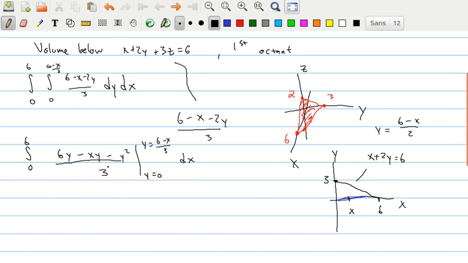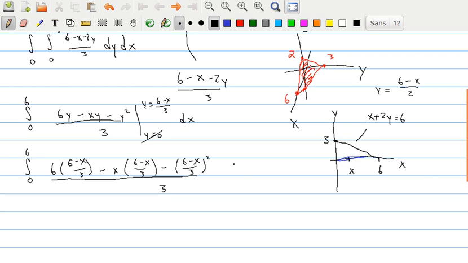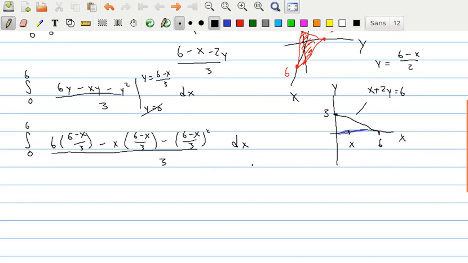So plugging in y equals 0, everything zeroes out. So this limit of integration doesn't really mean anything. It's not going to impact the integral. Now we go and plug the upper limit in. And we're going to replace all these y's with 6 minus x over 3. So we've got 6y, which is 6 minus x over 3, minus xy, which again is 6 minus x over 3, minus y squared, 6 minus x over 3 squared. And then this whole thing is being divided by 3, because that was our denominator, and then we'll integrate this with respect to x.